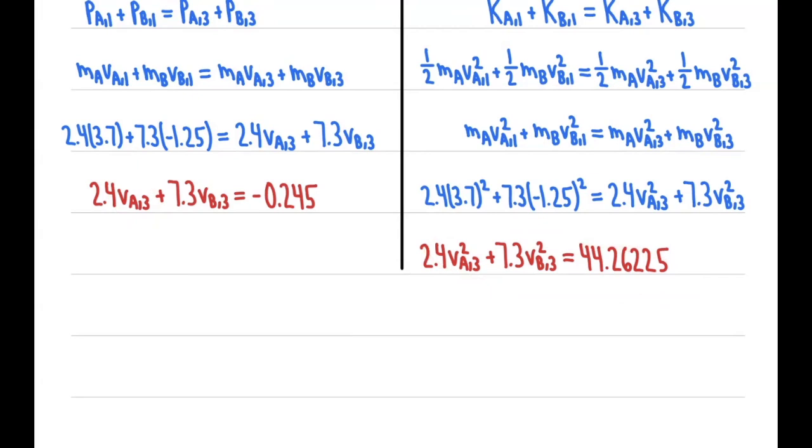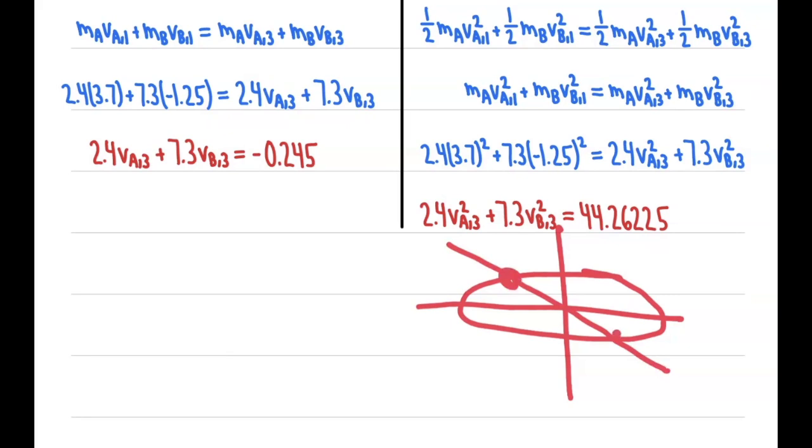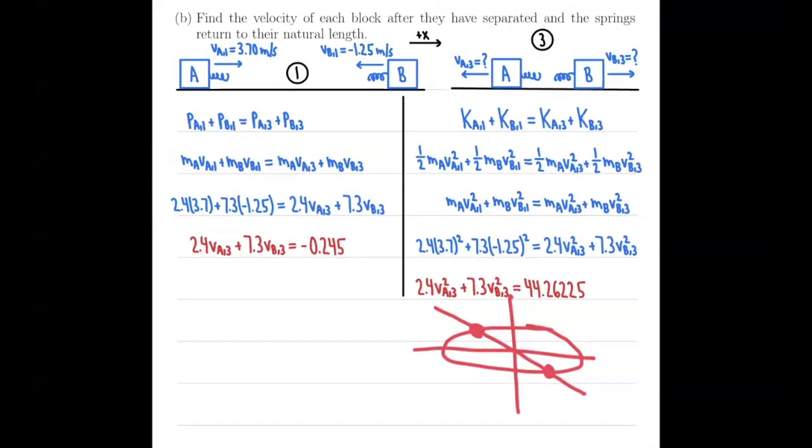A lot of physics exams allow graphing calculators. So what I would recommend is graph both of these equations and see the intersection points. So this is going to be a line, and this equation right here, it's nonlinear, and it turns out it's an ellipse. So if you graph it, it's going to look like this. So you get two solutions, and we're going to use this solution where VA3 is negative and VB3 is positive because A is moving to the left after the collision and B is moving to the right after the collision.